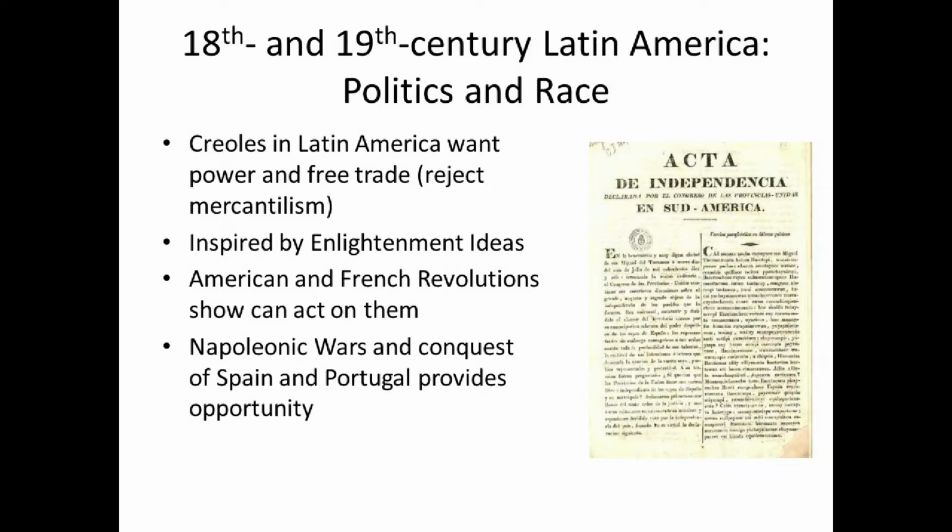Right? So we're going to see, especially in the early 19th century, these frustrations, these Enlightenment ideas, this desire for self-government, this rejection of mercantilism, the example of the American and French revolutions, and the conquest of Spain and Portugal all going to combine and make it possible for increasing numbers of South American and Latin American countries to obtain their independence.